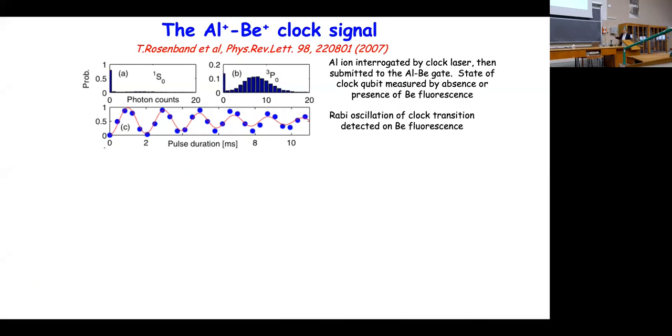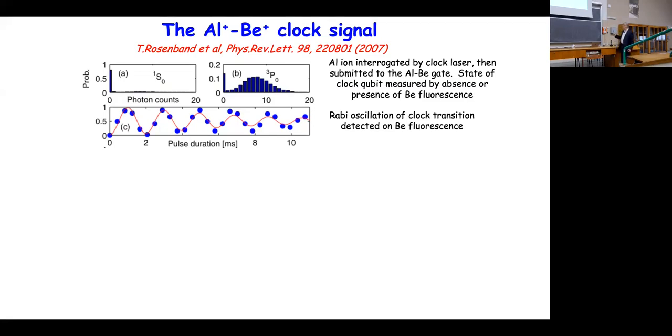First of all, here you have a histogram which shows what you expect when the atom is in the 1S0 state. You expect not to see fluorescence. So you see that you have 0 fluorescence photons. And that's it. On the other hand, if the aluminum atom is in this state, then you see a lot of fluorescence in beryllium. On average, you have about 10 photons per cycle during the time you look at the fluorescence.